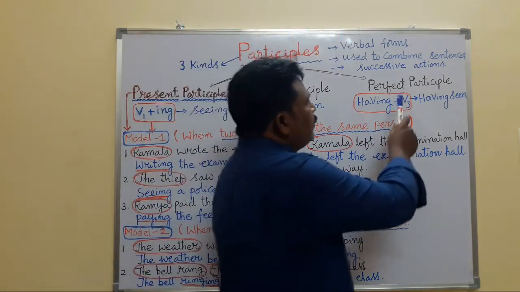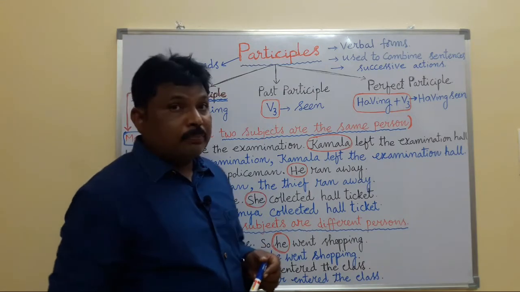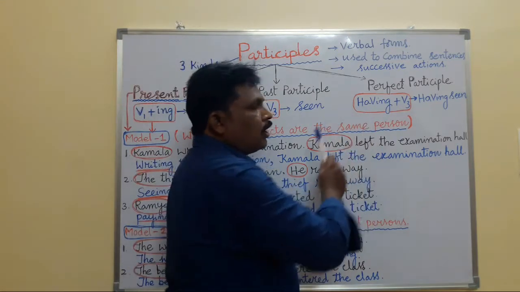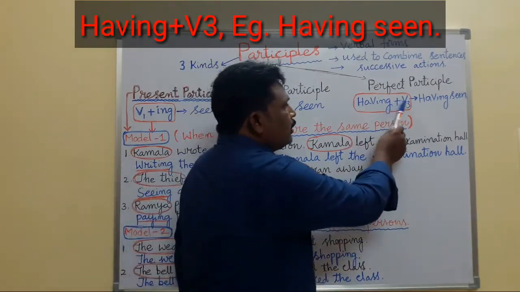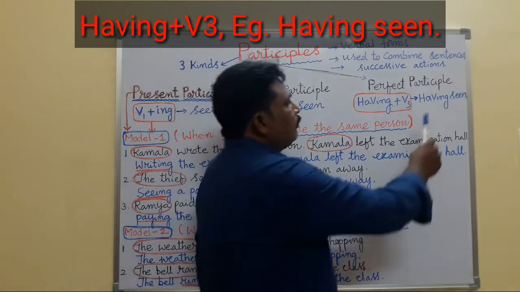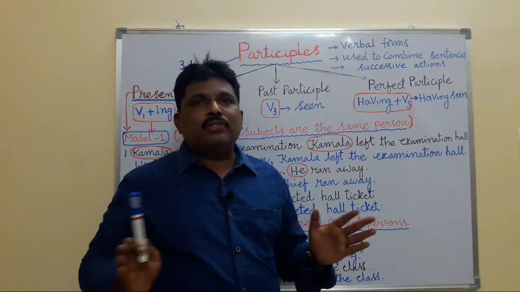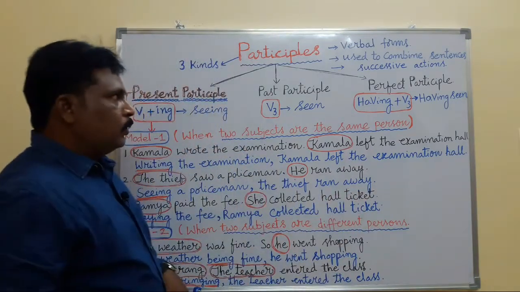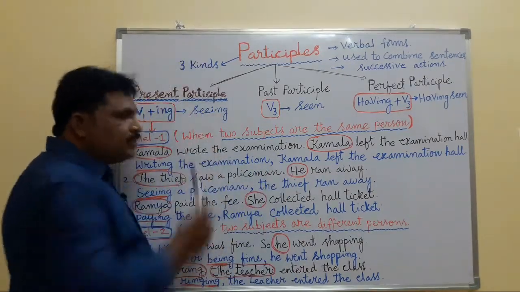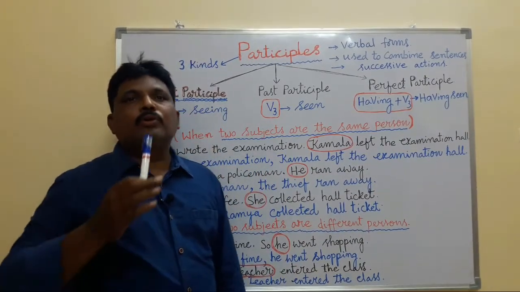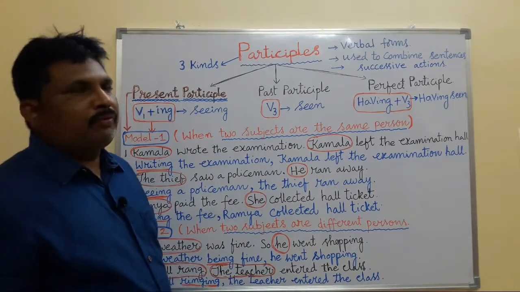And the third kind is perfect participle. You may not have heard of it. Perfect participle, its structure or the form of the verb is having plus V3, the third form of the verb. For example, having seen. So these are the examples for the three participles. What is the role of the present participle? Today in this class, let us see about present participle, and later we shall see past participle and perfect participle.